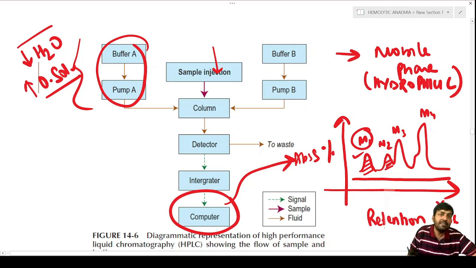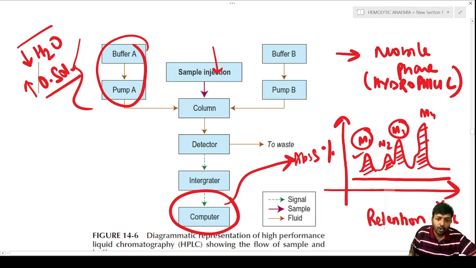Eluted means they have separated over here in the graph. Similarly, for the M3 molecule, the fraction of the molecule is nothing but the area under the peak that I am showing. Similarly, the fraction of M4 will be the area under the curve. So this is basically how we are seeing each fraction.